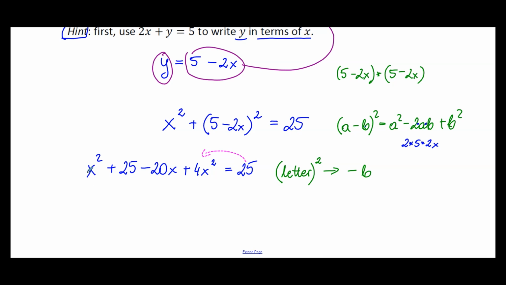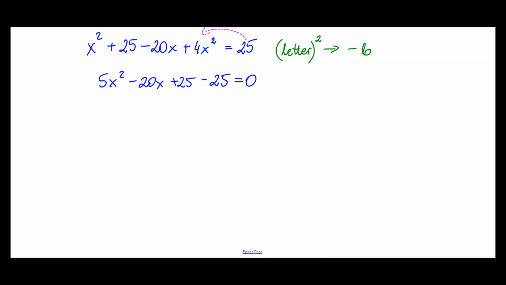I have 1x, I have 4x here. Together I have 5 of x to the power of 2 minus then 20x. Then I have plus 25. And then when I move that to the other side, what happened? I have minus 25 equal 0. Now, what happens here is that my 25 plus and minus become 0. So really what I have is 5x to the power of 2 minus 20x equals 0.